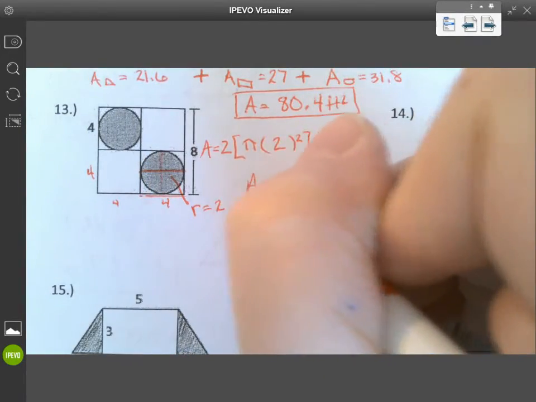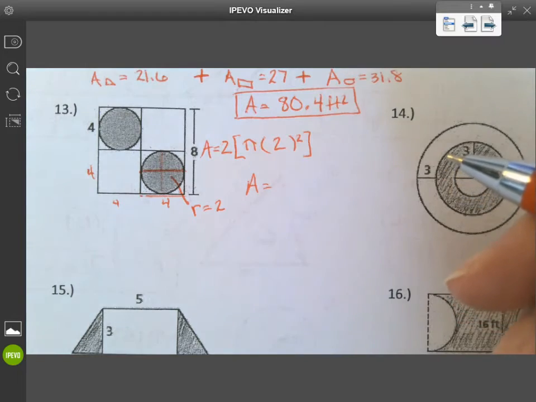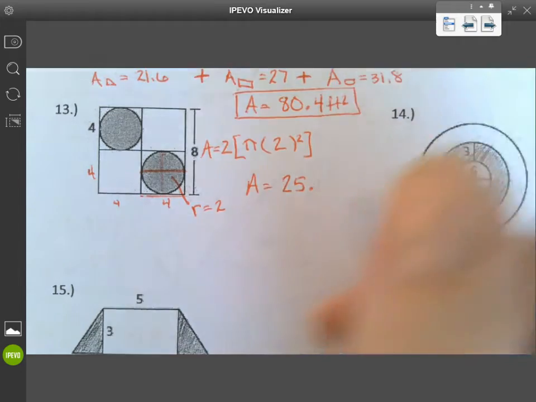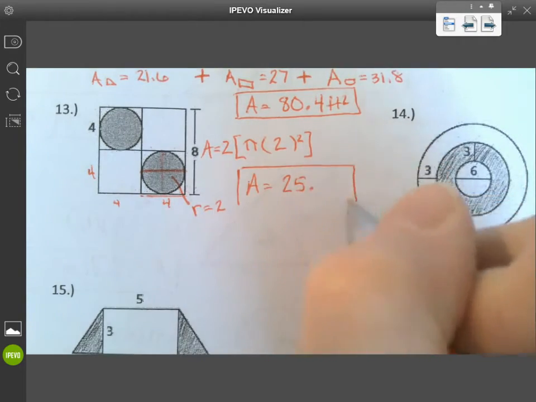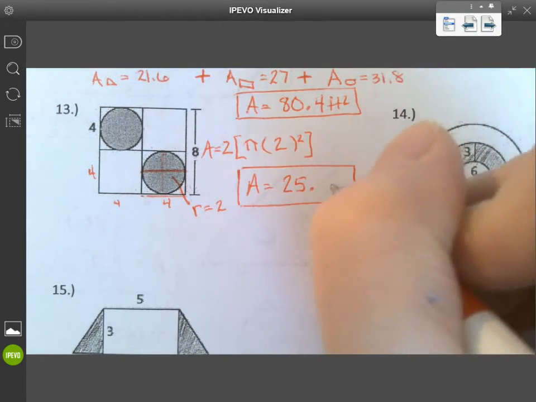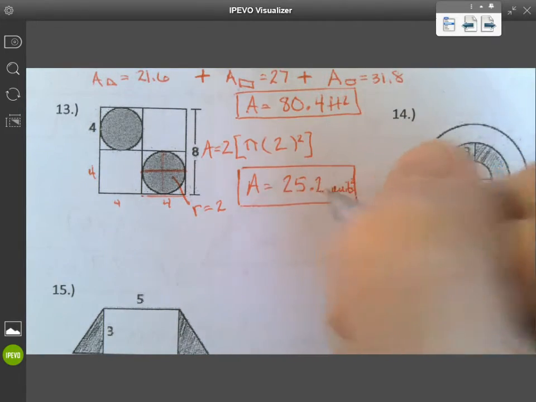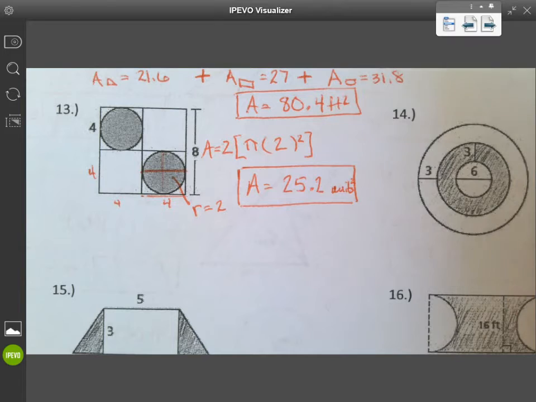All right, so type that in your calculator. Round it to the nearest hundredth. I have it as 25 point. Anybody? 25.2. And I labeled it unit squared because they didn't give me a unit.